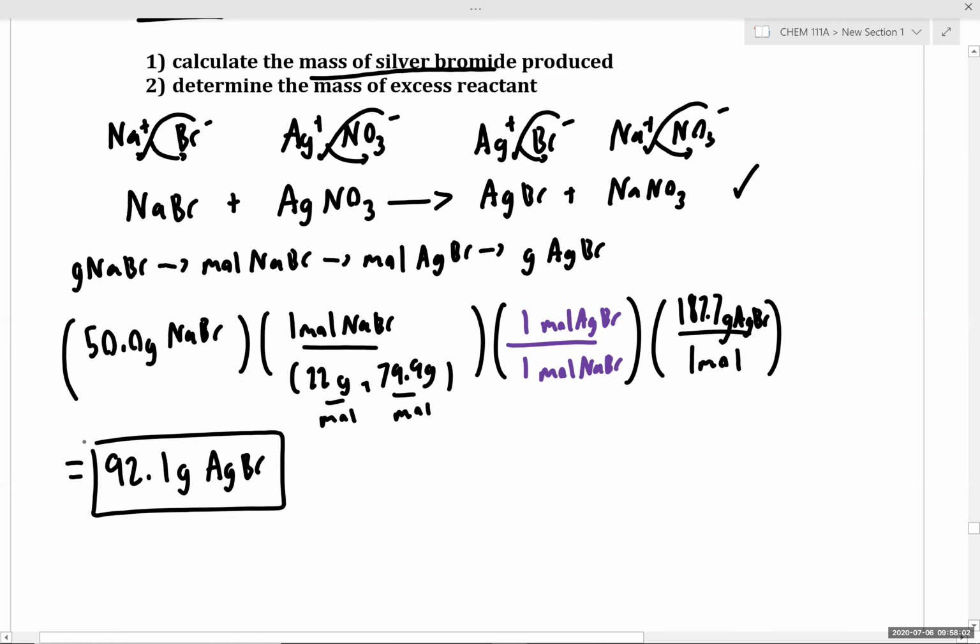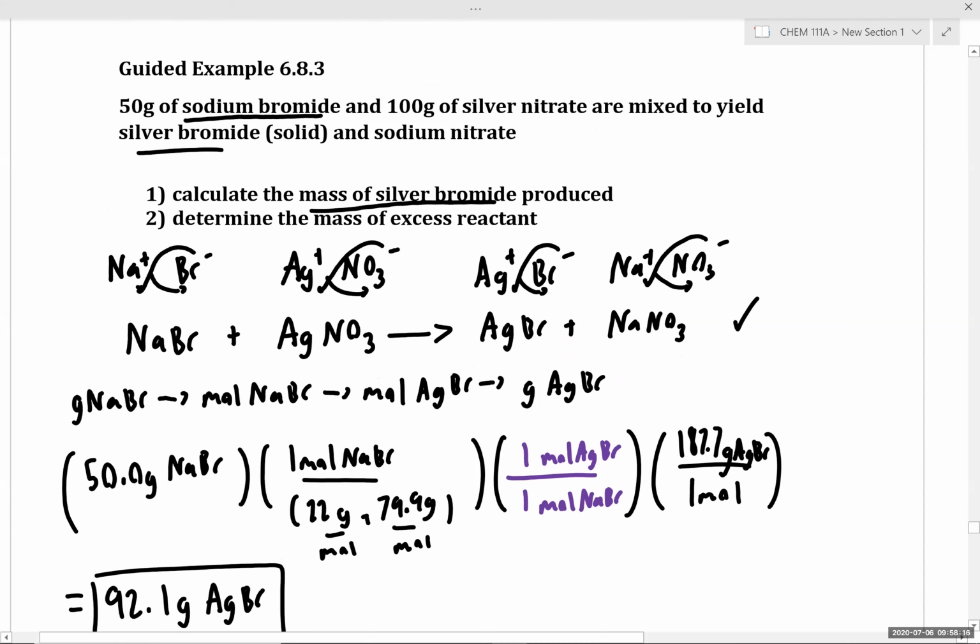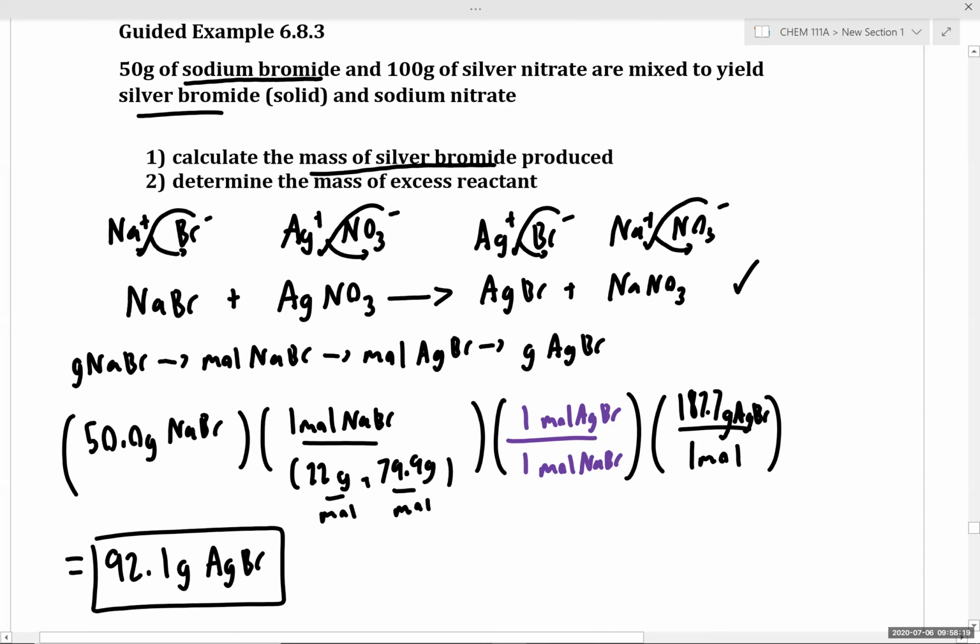However, are we done with this problem? Can we just stop here? Is this the only calculation that we have to do? Reading through this problem, we reacted 50 grams of sodium bromide and 100 grams of silver nitrate. And as the students in the chat are immediately pointing out, we're not done. We still need to check to see if silver nitrate is limiting.